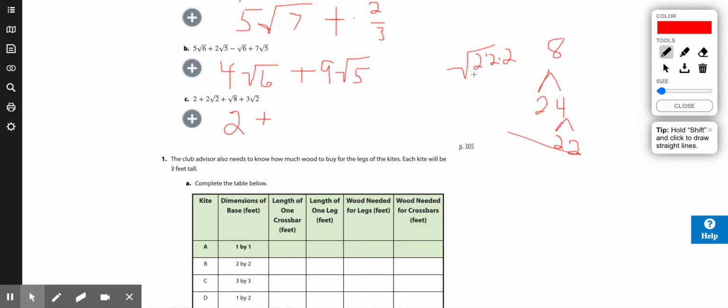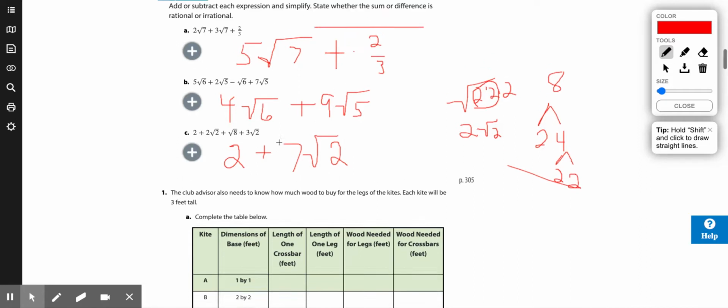All right, well, the square root means I need 2 of them. What number times itself? So that's 2 square roots of 2. So now we can combine it with our other like terms. 2 square roots of 2 plus 2 square roots of 2 is 4 square roots of 2. 4 square roots of 2 plus 3 square roots of 2 is 7 square roots of 2. So 2 plus 7 square roots of 2 would be that answer.